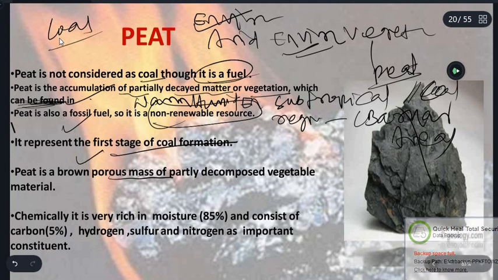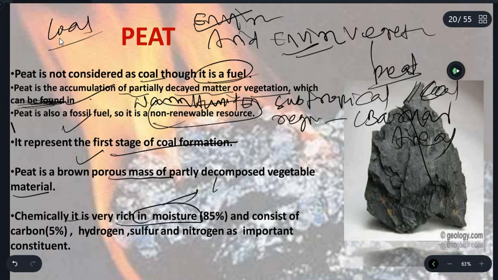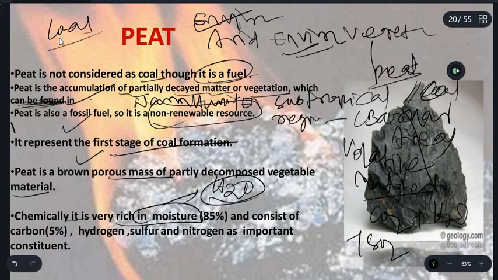Peat is a brown porous mass, partially decomposed vegetable material. Chemically, it is very rich in moisture. Moisture means water. If anyone asks in coal geology what moisture means, moisture content means water content. And what is volatile matter in coal geology? You will say carbon dioxide and other gases like H2S, sulfur dioxide are also there. Chemically, it is very rich in moisture and consists of carbon, hydrogen, sulfur, and nitrogen as important constituents. This is all about peat.